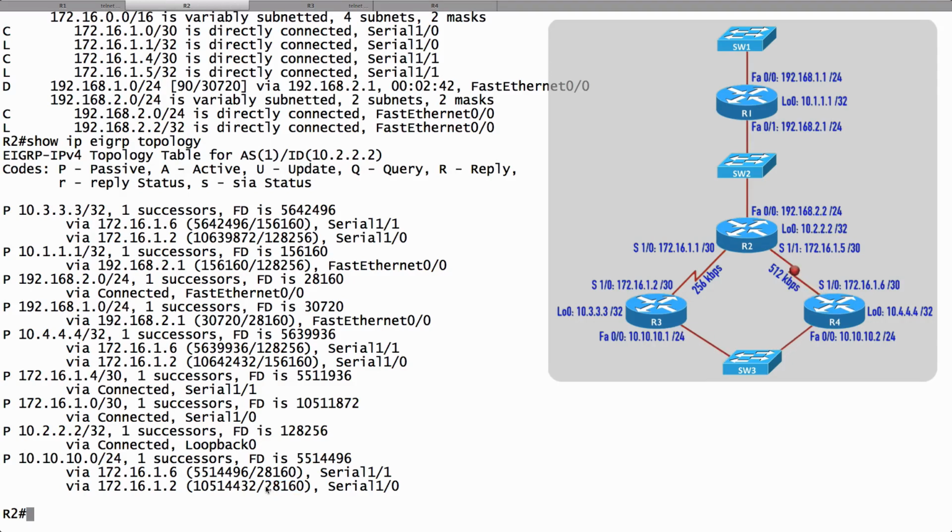So the question is, is 28,160 less than about 5.5 million? Absolutely. So that means this is a feasible successor route.